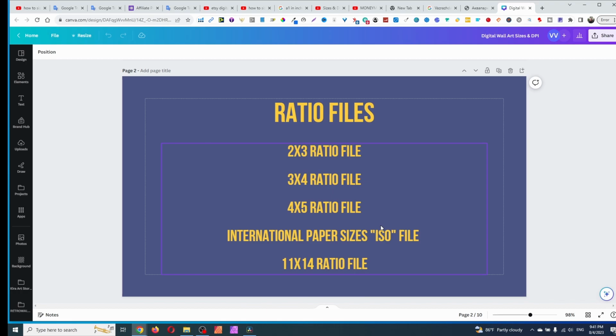So during my research I found that there are 5 common ratios that most of the Etsy sellers are using. These ratio files are 2x3, 3x4, 4x5. This one is international paper size, also known as ISO file. And there is one special ratio that is in inches, 11x14.